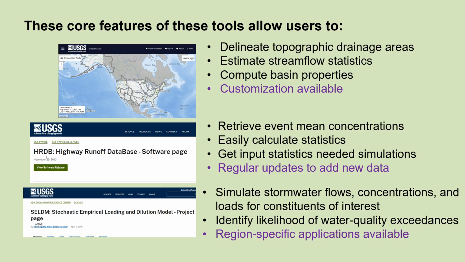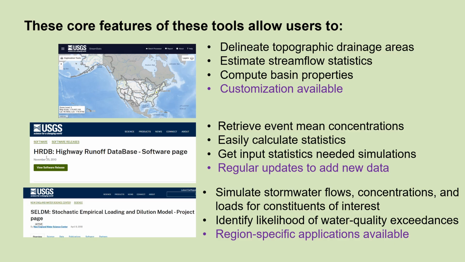The three tools that we're talking about today have distinct features, although we will demonstrate how they can be used together. The core features of StreamStats are that it is used to delineate topographic drainage areas, estimate streamflow statistics, and compute basin properties. Commonly, those basin properties are driven by the properties needed for streamflow regression equations. StreamStats is implemented at statewide or even basin-wide scales, and that means that there are customized tools available within these applications.